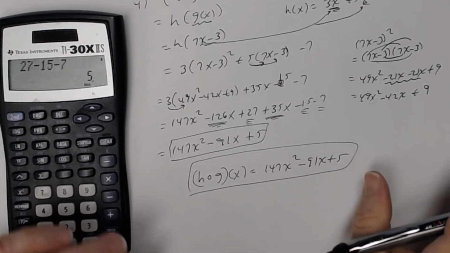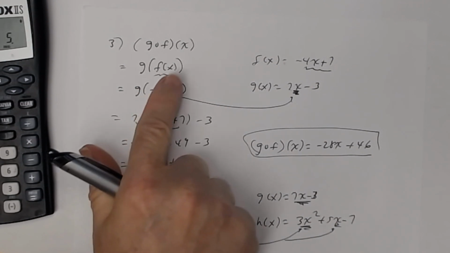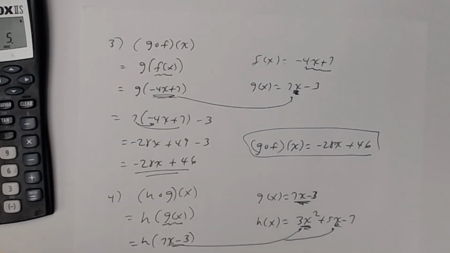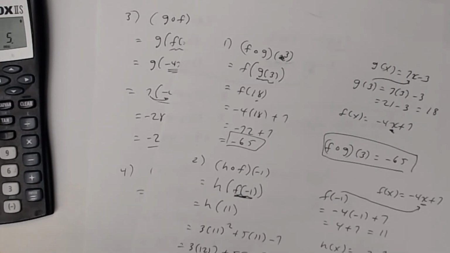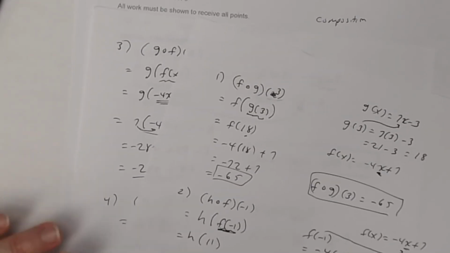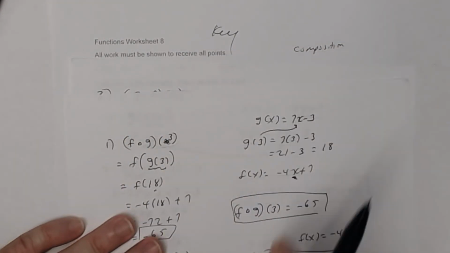All right, so that's composition. So that's how you deal with composition. So composition is where you take one function and put it inside another. So that's what we've been doing. All right, so that is it. So that is the key to functions worksheet number 8.